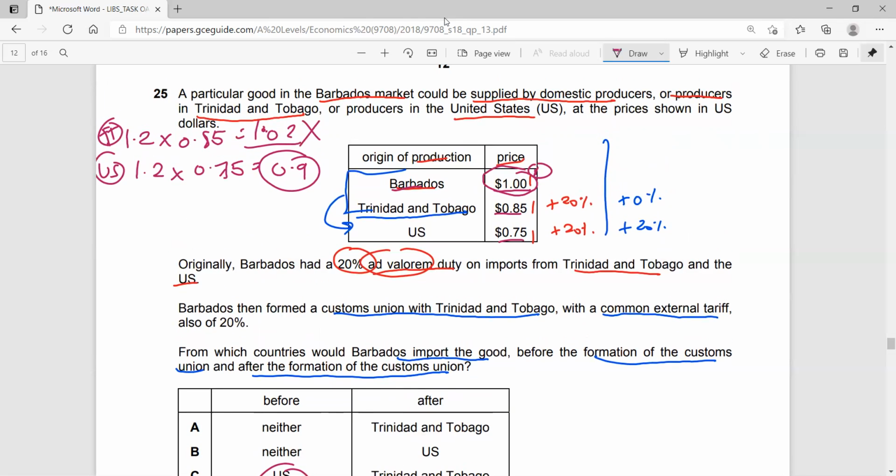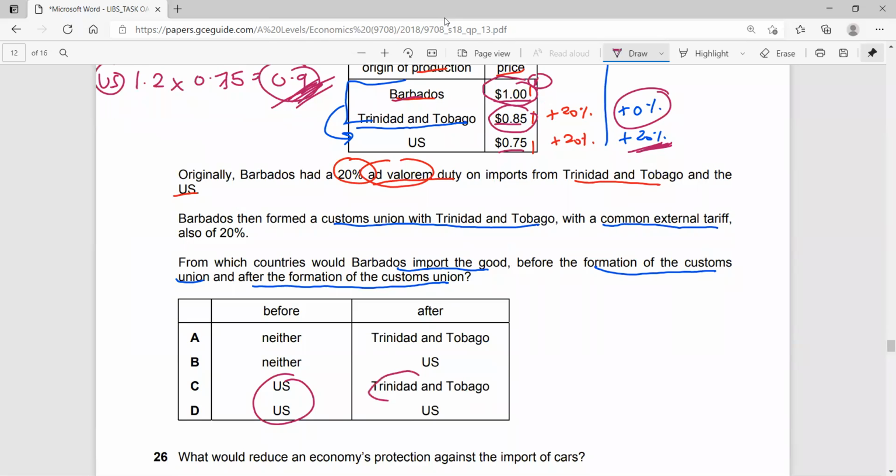What happens after? You're still going to pay 0.9 from the US because the tariff is the same, still 20%. But from Trinidad and Tobago you don't pay any tariff because you're in a customs union with them, so that's 0.85. Clearly 0.85 is cheaper than your local price and also cheaper than the after-tariff price of 0.9 from the United States. So now you'd import from Trinidad and Tobago, because you don't impose a tariff on them and you're still imposing a common external tariff on the United States.